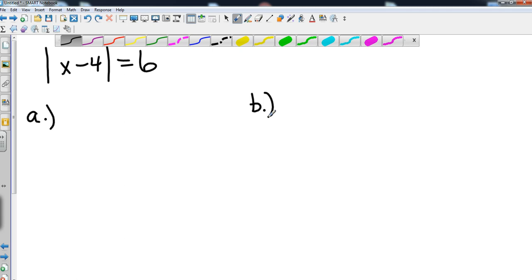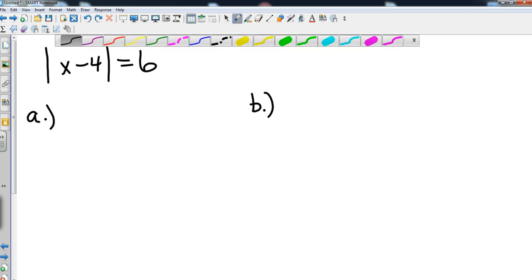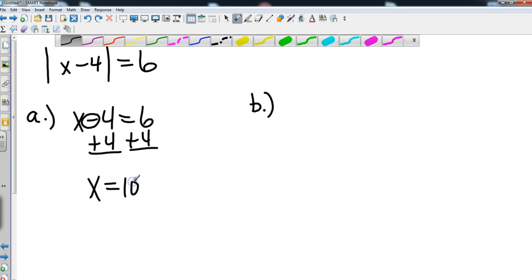So we know that the number inside that absolute value bracket could be 6 and have a value of 6. We also know it could be -6 and have a value of 6. So here's how we test for that. We're going to just bring down the equation without the absolute value brackets and solve it as is. So that's a subtraction on the 4, so we're going to add 4 to both sides. And that gives me a value of x equals 10.